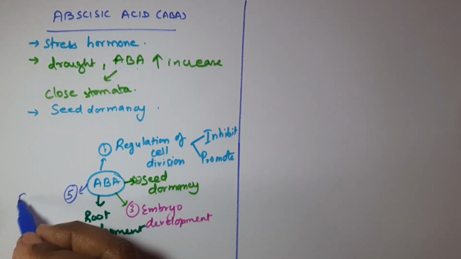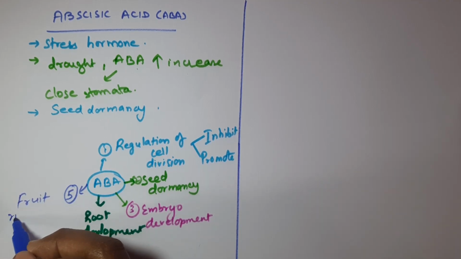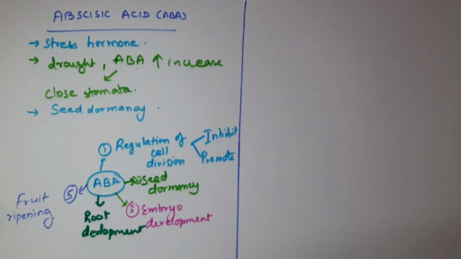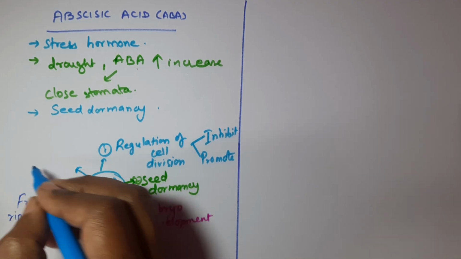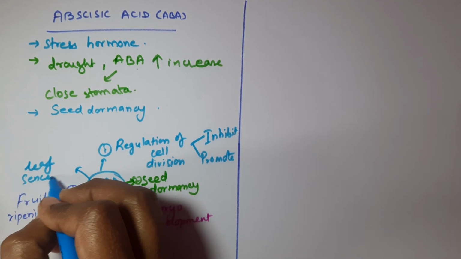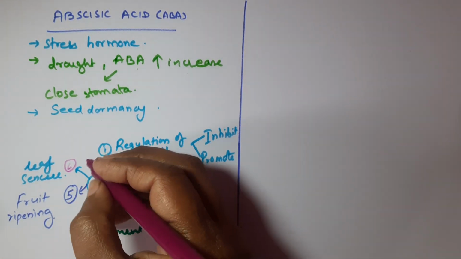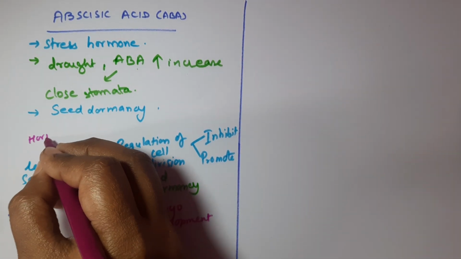fruit ripening. It will interact with the ethylene level, and it will promote the ripening of the fruit also. Then the sixth role of ABA is that it will promote leaf senescence. If there is a high concentration, then it will promote the leaf senescence. And last but not the least, it is involved in hormone interaction.